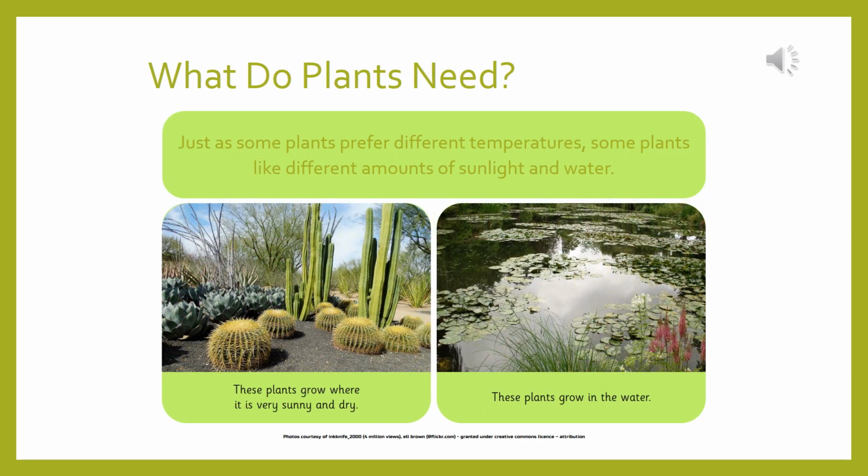We know that plants need more than just the right temperature. They also need the right amount of water and sunlight. Just as some plants prefer different temperatures, some plants like different amounts of sunlight and water. Have a look at the picture on the left. These plants grow where it is very sunny and dry. Whereas the picture on the right shows us plants that like to grow in water.